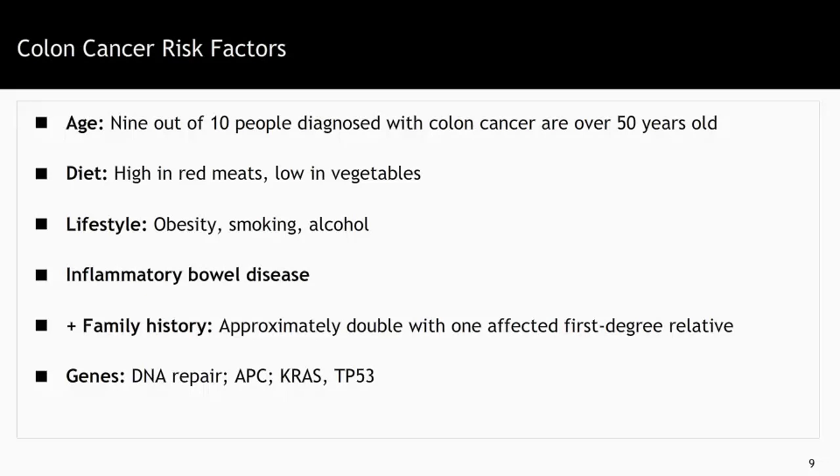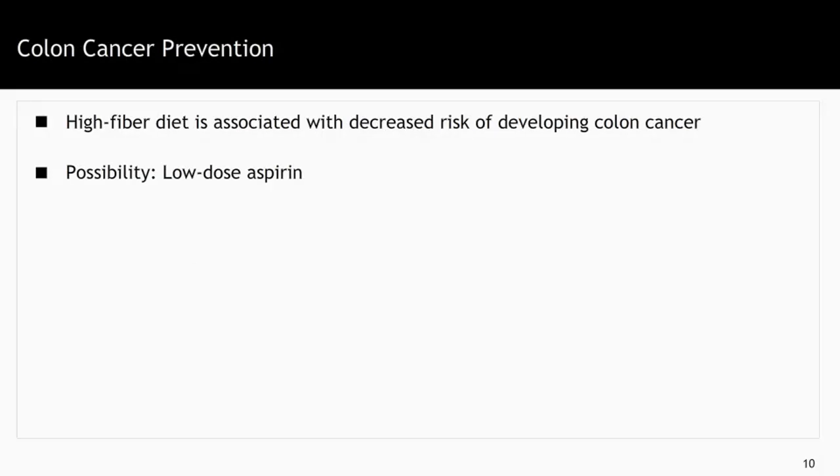These are genes from a wide variety of families, including the DNA repair genes and KRAS and P53. You will learn more about these genes in subsequent lectures. Suffice it to say, there are known genes that are risk factors for colon cancer. How to prevent colon cancer?